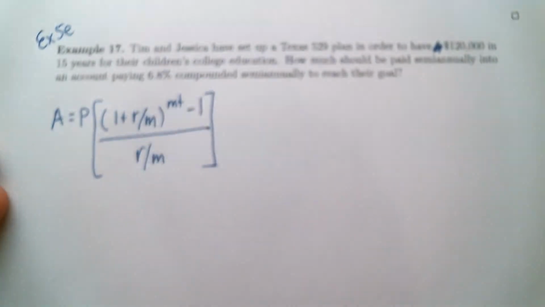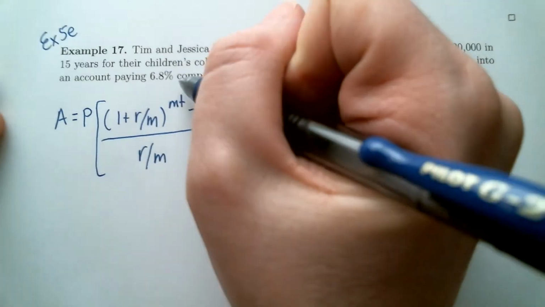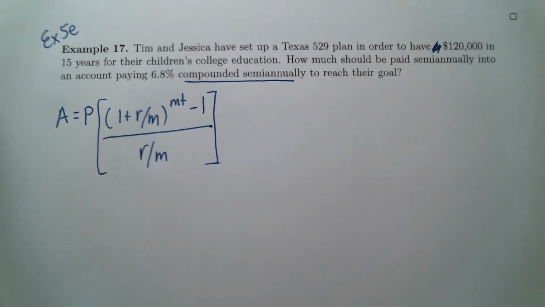All right, so Tim and Jessica are saving for their children's education. They want to save a total of $120,000 in 15 years. And so they're paying into a savings account. So that's your first clue. We're saving money in a savings account. You've got the phrase compounded semi-annually, so that eliminates simple interest. So you've got to look at how often they're making deposits, okay?